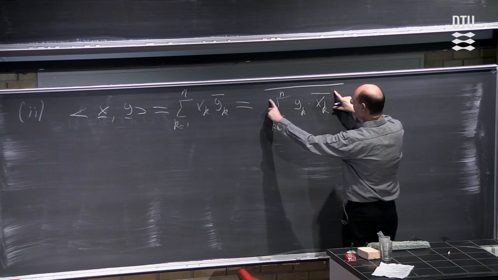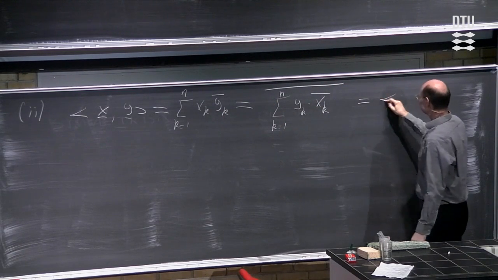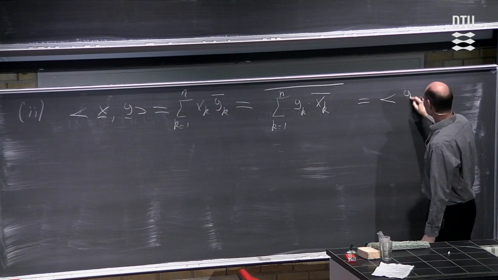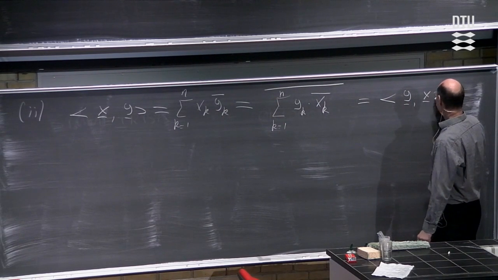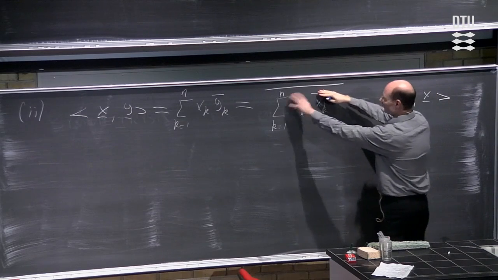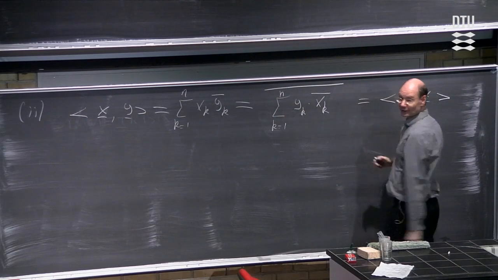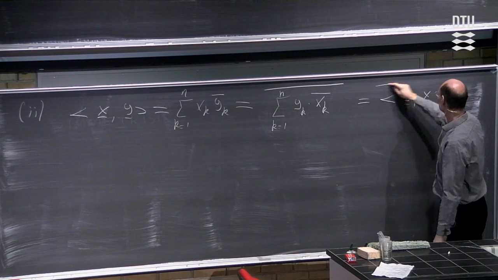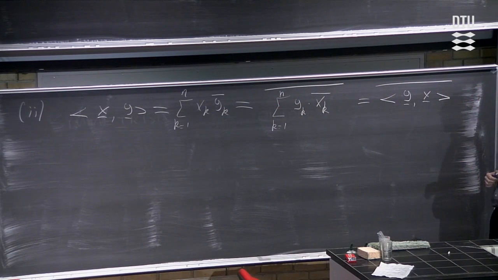And if you look at what is inside here, this is exactly the inner product between the y and the x. So this is what is inside here, and then we have a complex conjugation on everything. So you see, now you can change the order, and the price to pay is that you have to put a complex conjugation on everything. So this is okay as well.